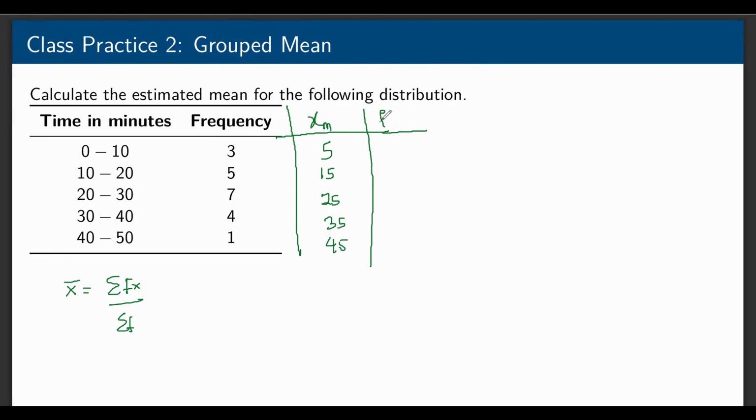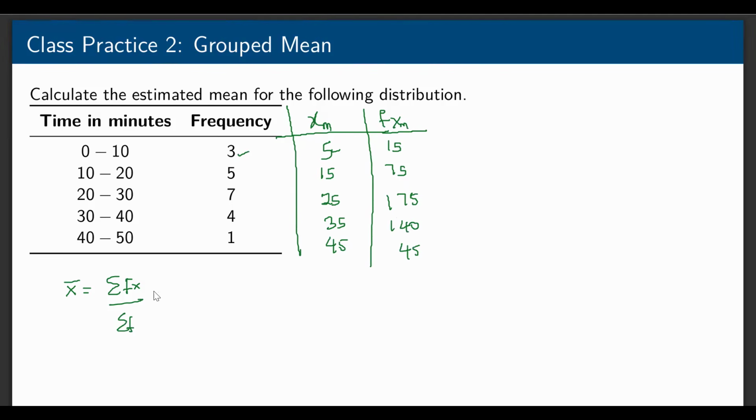Now we're going to look at the frequency times the x's. For the first row, we have 3 times 5, that's 15. 15 times 5 is 75. 25 times 7 is 175. 35 times 4 is 140. Then 1 times 45 is 45.